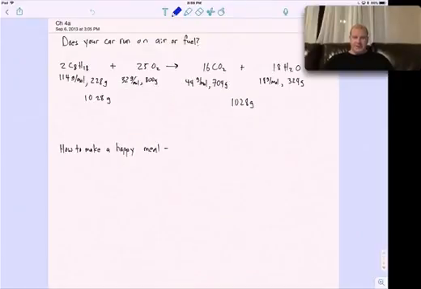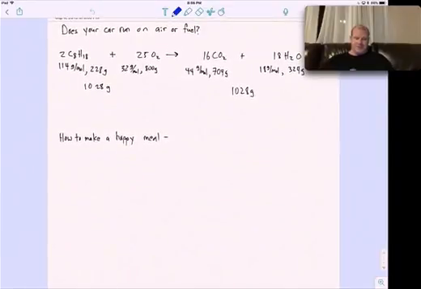Well, we're on chapter 4 now, building up from chapter 3. In chapter 3 we learned all about stoichiometry, and we start with the question: does your car run on air or fuel? Well, this is where you're at so far in the course.